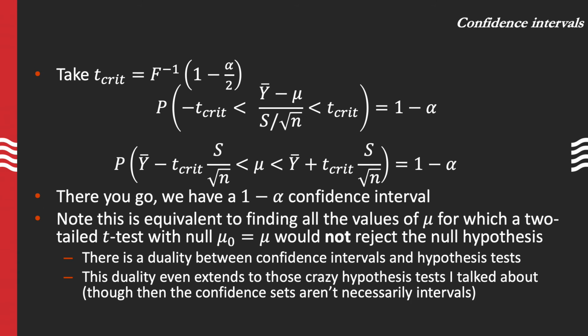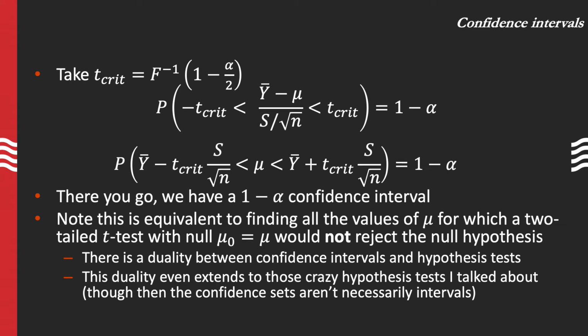So why are pivotal quantities nice? Well, with a pivotal quantity like this, we can really easily construct a 1 minus alpha confidence interval, or a 95% confidence interval. The way you can do that is, we'll take the critical t value like we did in the two-sided t-test, so take it to be the inverse cumulative distribution function evaluated at 1 minus alpha over 2. By definition, that means the probability that our t-statistic lies in the interval negative t-crit to positive t-crit is equal to 1 minus alpha.